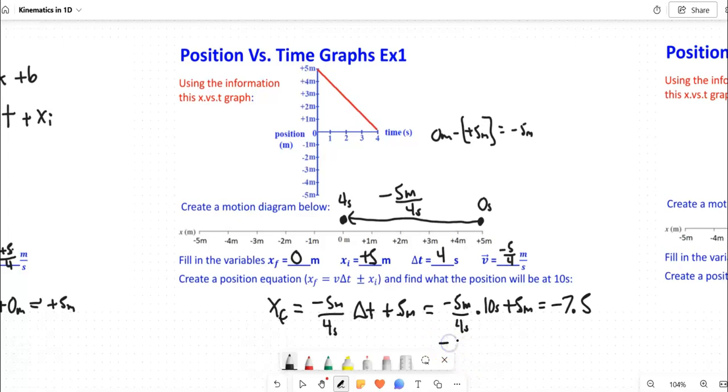So again, this is -12.5 meters plus 5 meters. And if you continue this line on down, it does kind of look like it's going to continue to that, right? So 10 seconds is very far. So it'll be at the -5 meters at the 8-second mark, and then for another 2 seconds, it's going to go another 2.5 meters. So there you go.